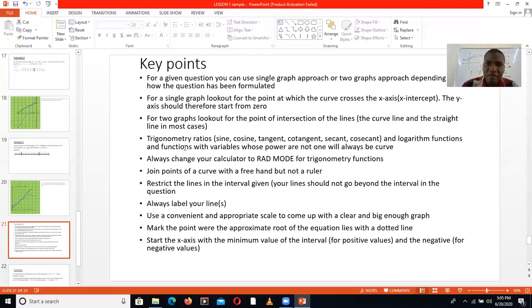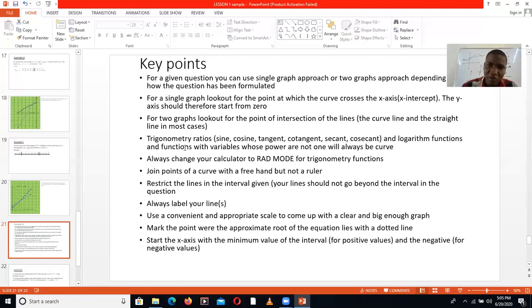For two graphs, look out for points of intersection of the lines, the curve and the straight line in most cases. Look out for that point of intersection. Then trig ratios, if you have a trig ratio, that is sine, cosine, tangent, cotangent, secant, cosecant, and logarithm functions, and functions with variables with powers that are not 1, will always be curves. That's what you should know.